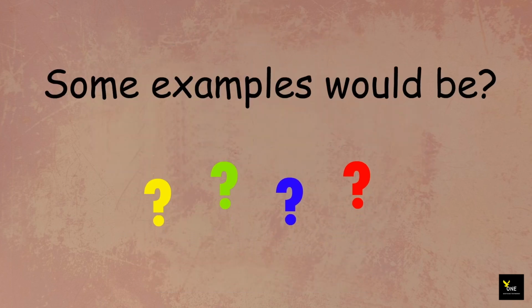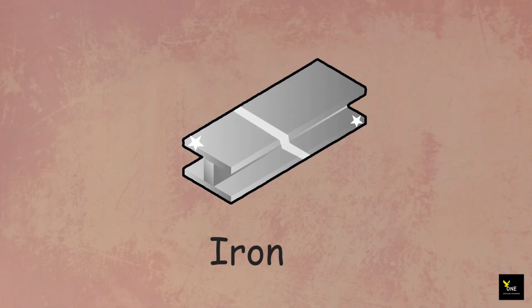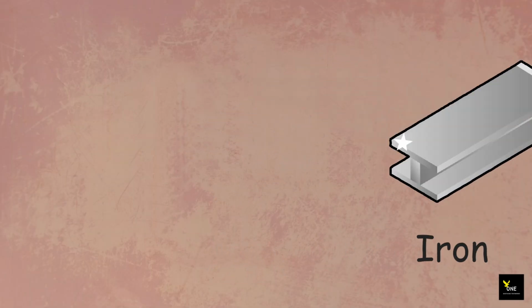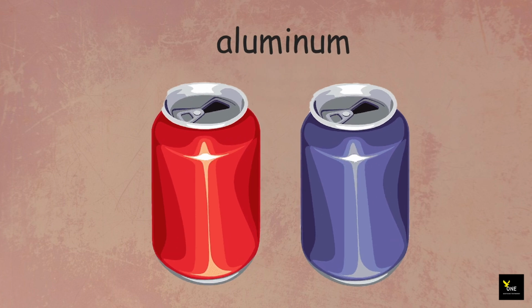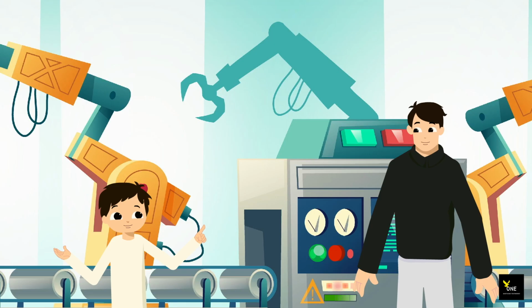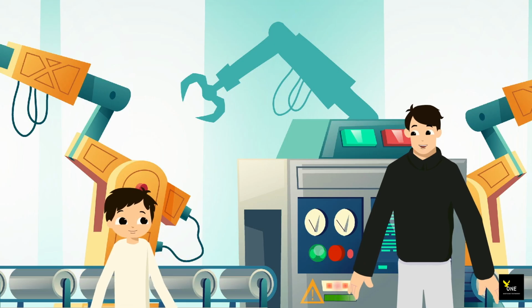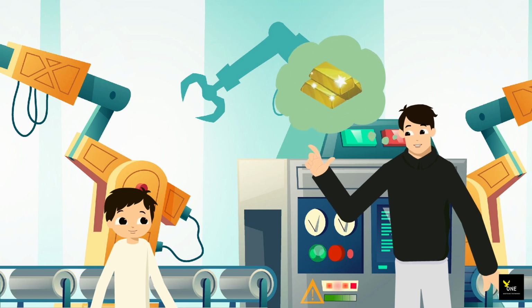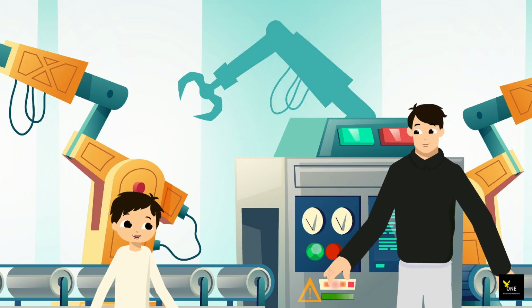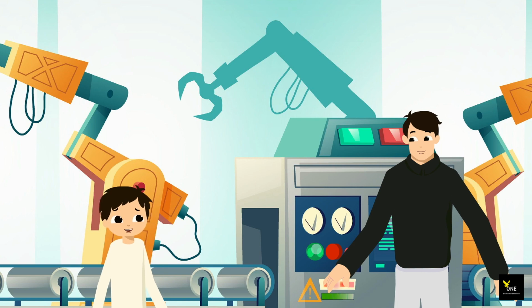Some examples would be iron, aluminium, and copper. Well, if you noticed, gold is shiny too. Oh no, such a silly mistake.